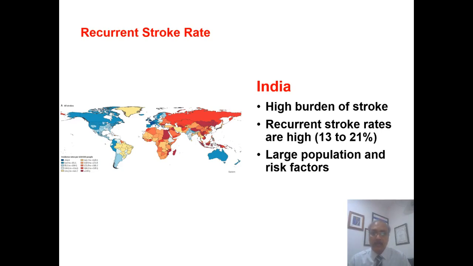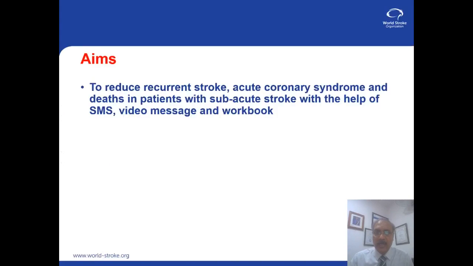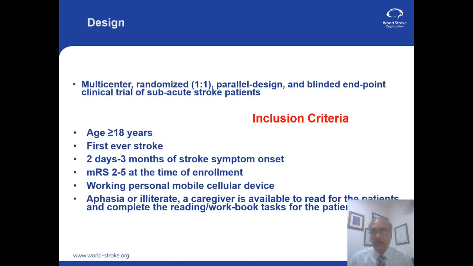The recurrent stroke rates range from 13 to 21%, and this is because of the large population in India and also the high prevalence of risk factors. So we aim to reduce recurrent stroke, acute coronary syndrome, and deaths in patients with subacute stroke with the help of SMS, video messages, and a workbook. This was a multi-centered, randomized, parallel design, blinded endpoint trial of subacute stroke patients.